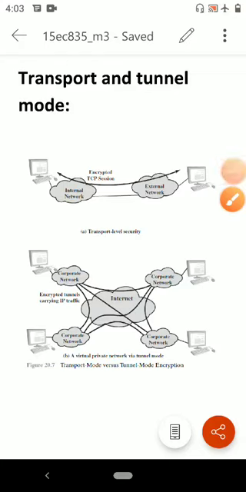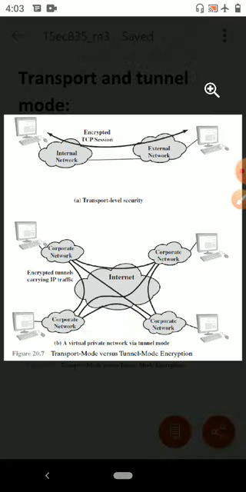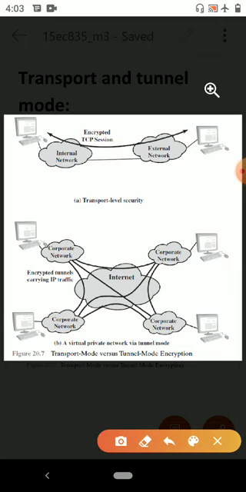Hello students, in this video I am going to discuss transport and tunnel mode. The figure shows two ways in which the IP security ESP service can be used. In figure A, the encryption is provided directly between two hosts.